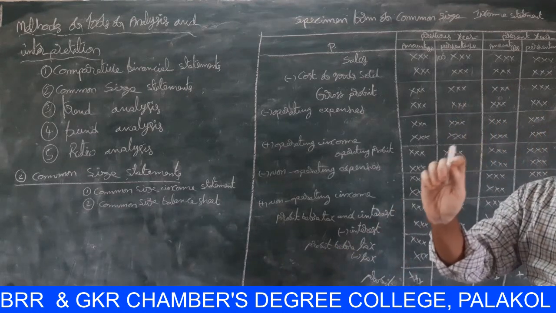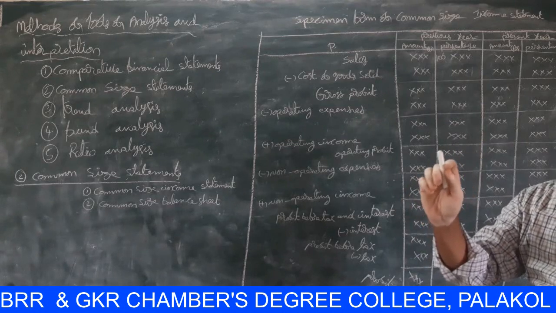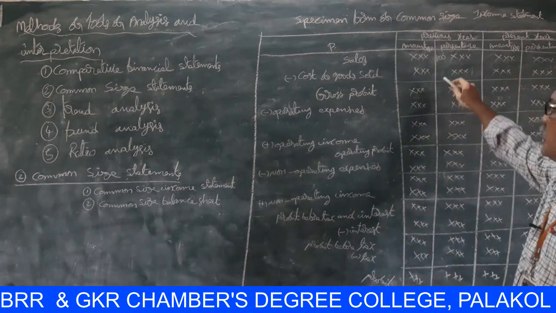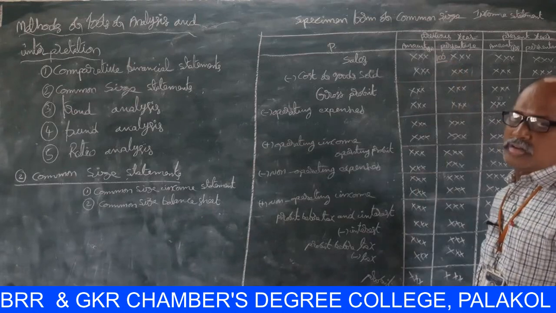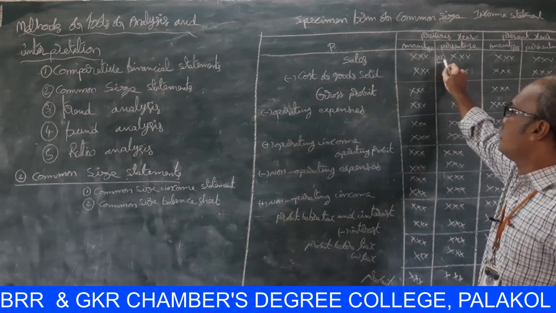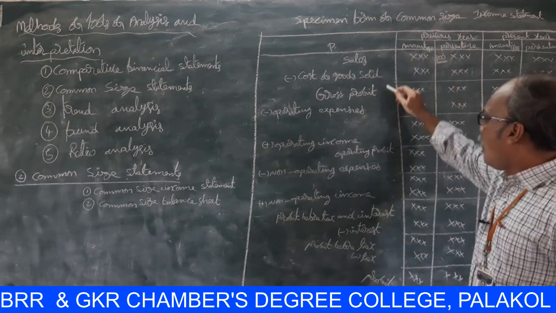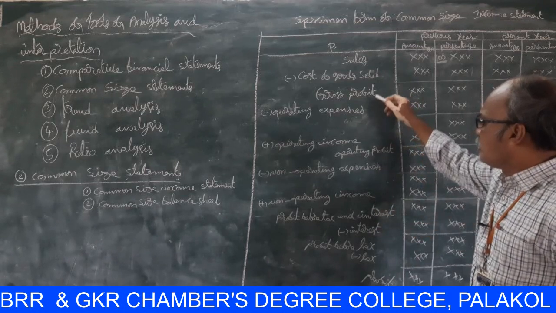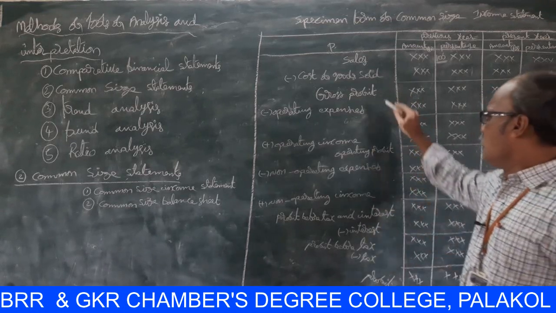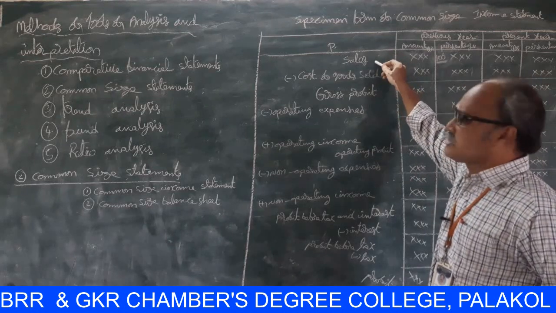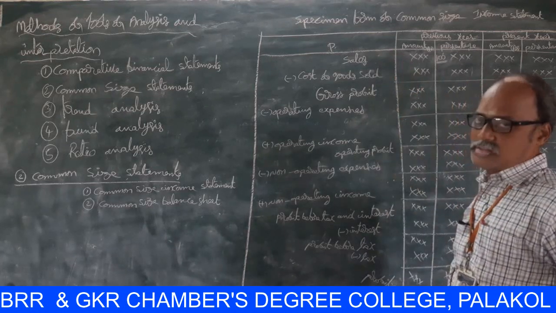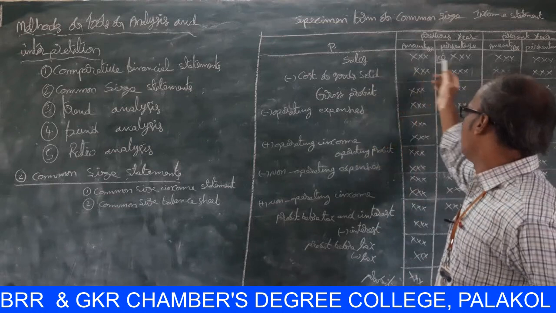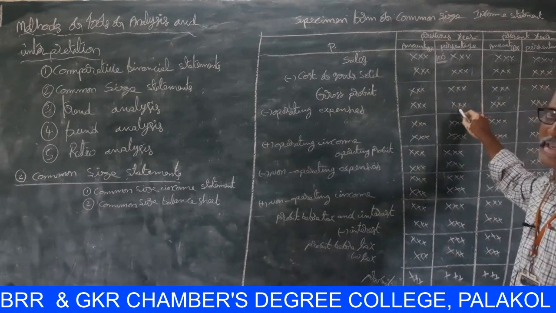So the main important thing in common size income statement is that the sales figure is assumed 100, and all the other items are shown as percentage of sales. That means amount of cost of goods sold divided by sales amount into 100 gives the percentage. Next, operating expenses amount divided by sales into 100 gives the percentage of operating expenses.